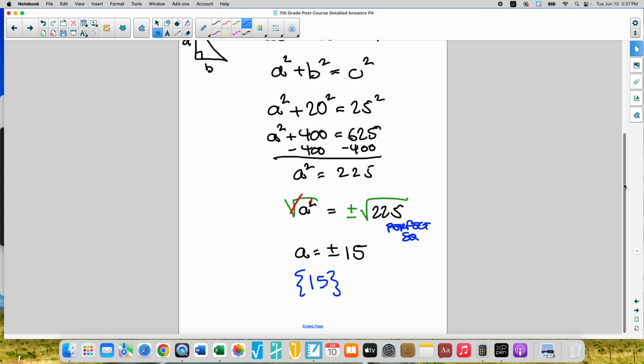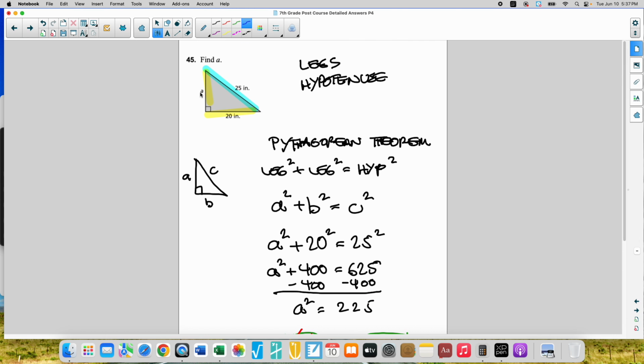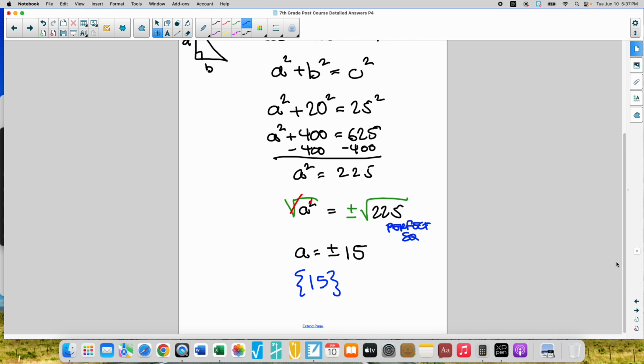Why can't it be negative? Well, because we're talking about a distance here. So this distance cannot be negative inches. And speaking of, I should include inches. So my answer for A is going to be 15 inches.